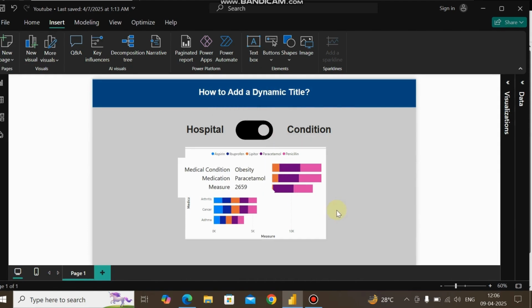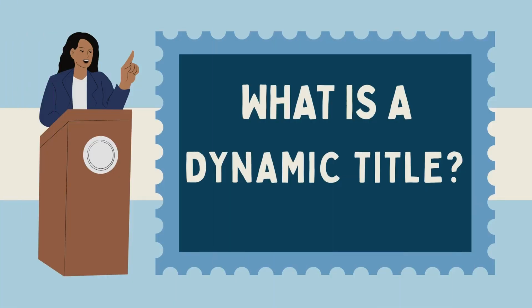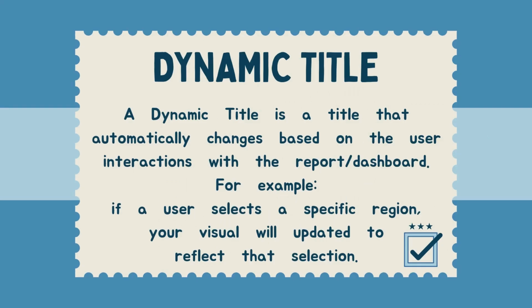Before we dive into the steps, let's understand what exactly a dynamic title is. A dynamic title is a title that automatically changes based on user interactions with the report or dashboard. For example, if users select a specific region, year, or product from a slicer or a filter, the title of your visual will update to reflect that selection. This makes your report more interactive, context-aware, and user-friendly, helping viewers quickly understand what data they are looking at.